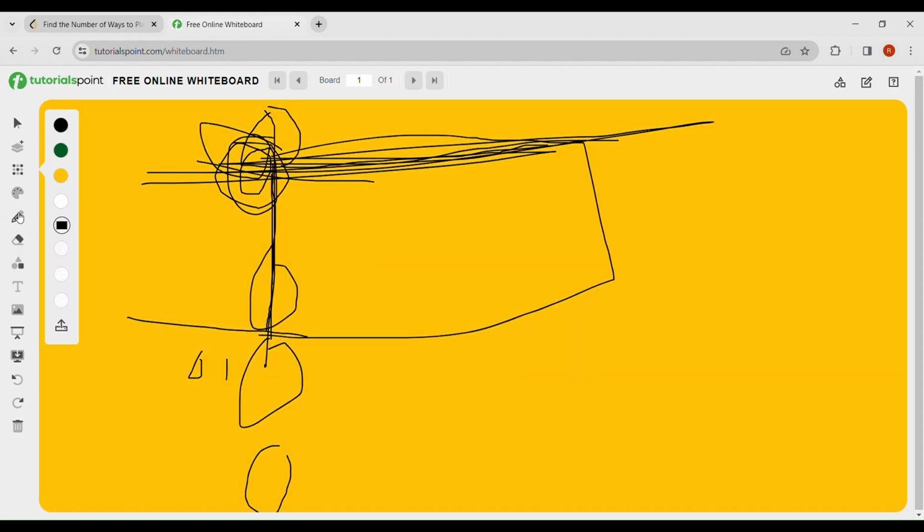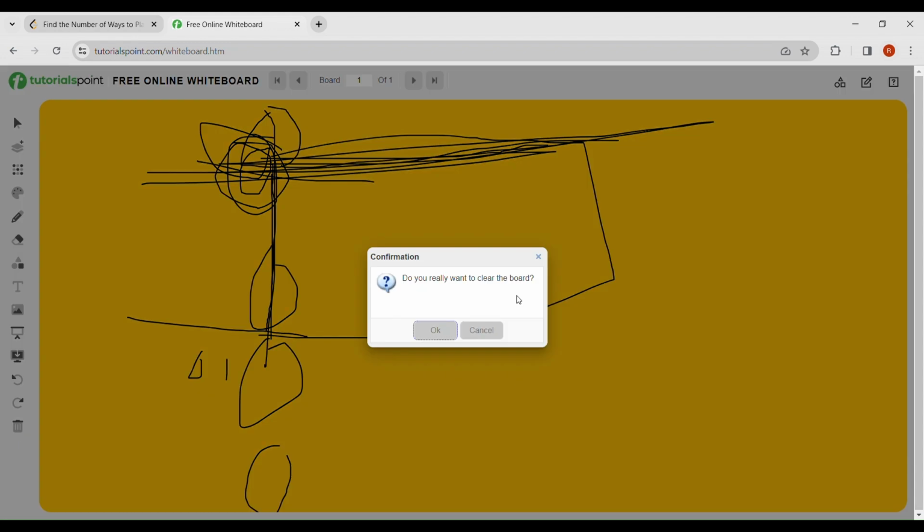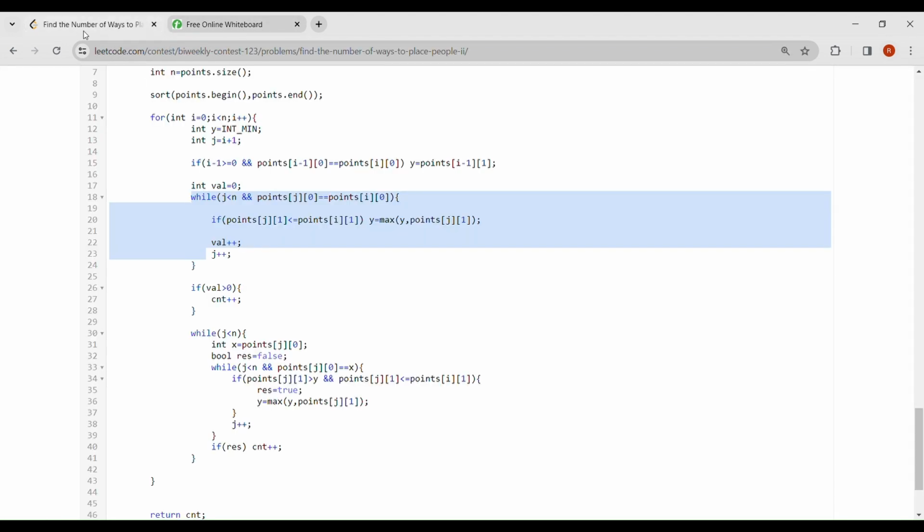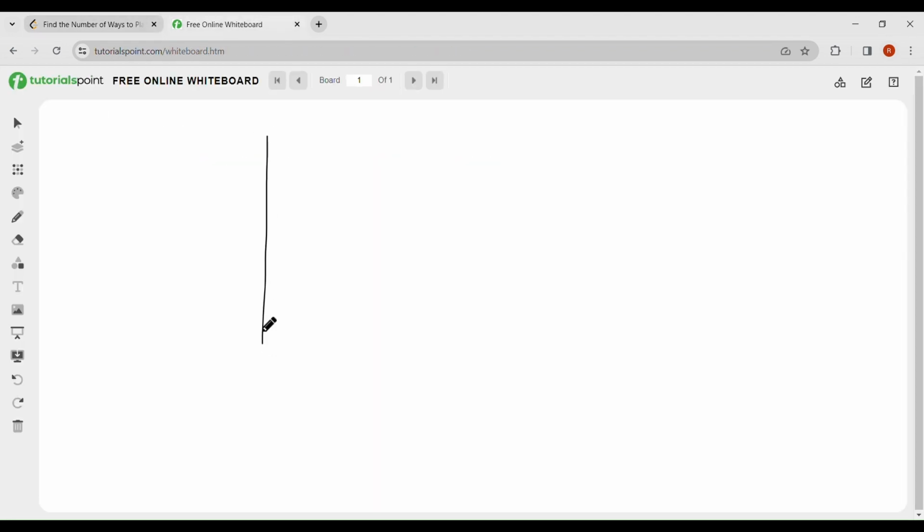Arey yaar, what is happening here? Now it is coming. Okay, so now I am taking all the points which are in a single line.